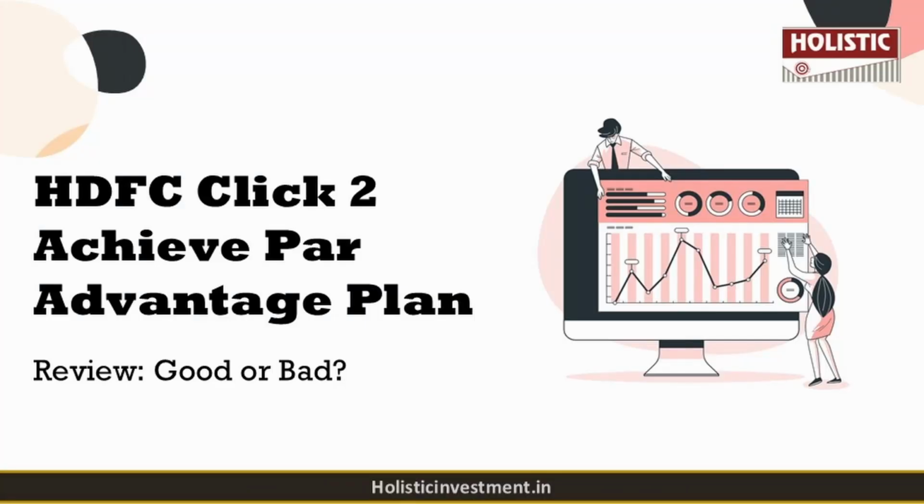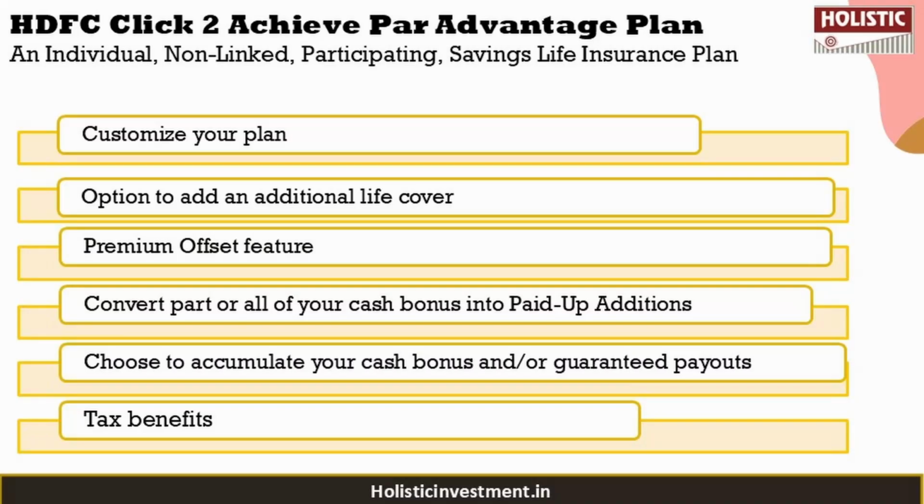Before analyzing this policy, let us first understand what this policy is about. This is an individual non-linked participating savings life insurance plan. Some of the key features of the policy are: you get to customize your plan by selecting any combination from the 5 available options to suit your future financial needs. You have the option to add an additional life cover for your spouse.